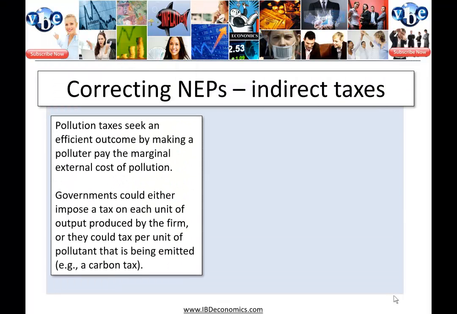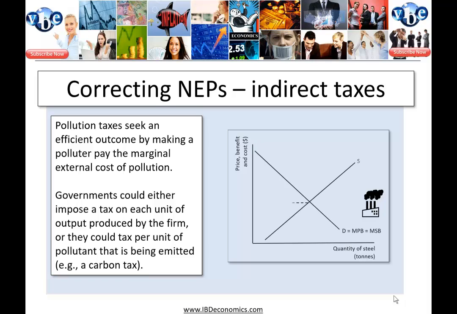Another way we can correct for negative externalities of production is indirect taxes. Pollution taxes seek an efficient outcome by making a polluter pay the marginal external cost of their pollution. Now governments could either impose a tax on each unit of output produced by the firm, or they could tax per unit of pollution being emitted, such as would be the case with a carbon tax.